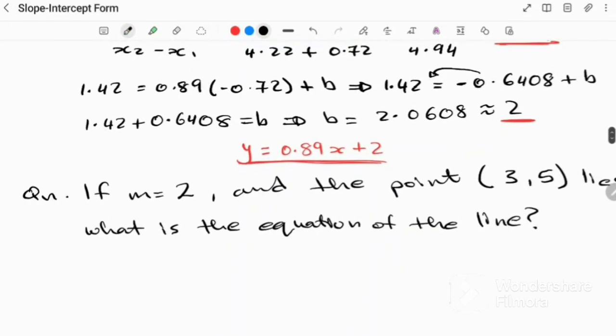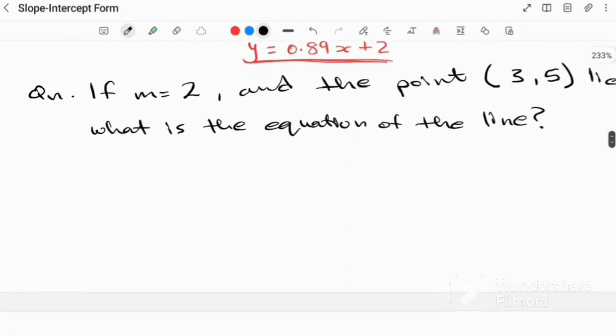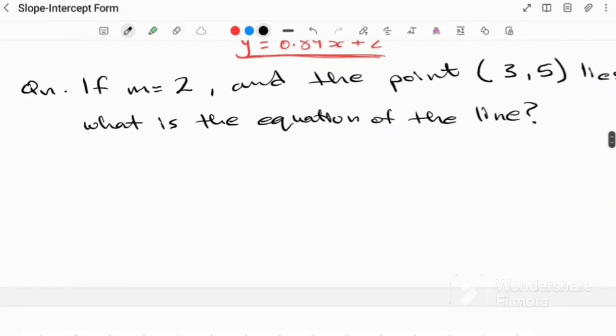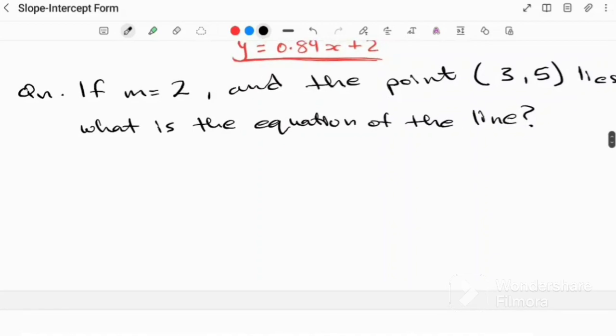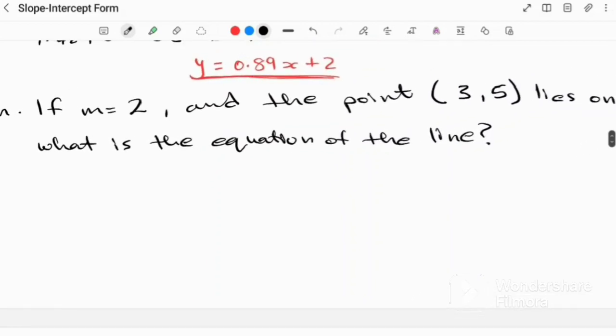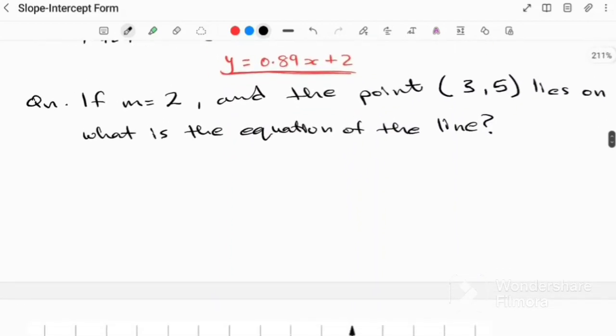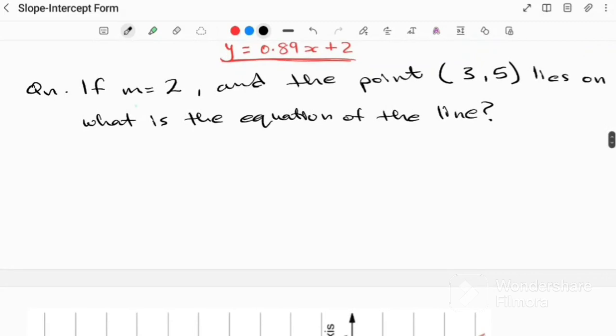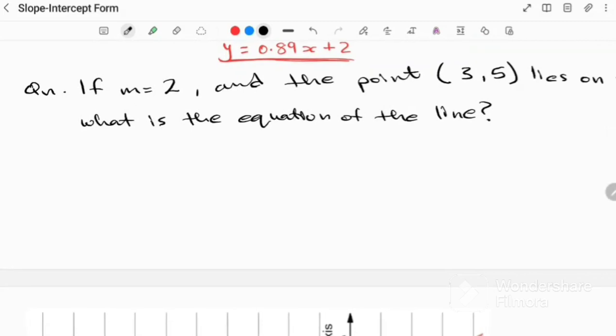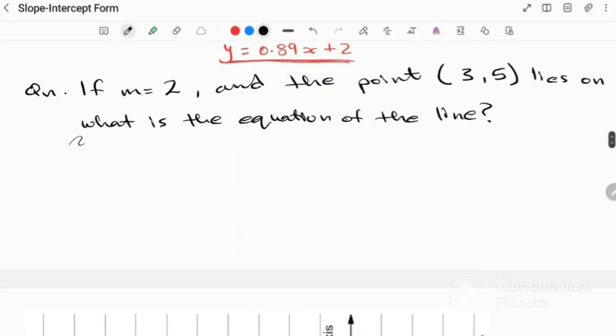Let's look at the next question. And this question says, if m is equal to 2 and the point (3, 5) lies on this line, what is the equation of the line? So, we're given m, we're given coordinates. We have to find b. So we know that y is equal to mx plus b is the slope-intercept general form of a line. We have a y, which is 5. We have an m, which is 2, and we have an x, which is 3, and we're trying to find b.